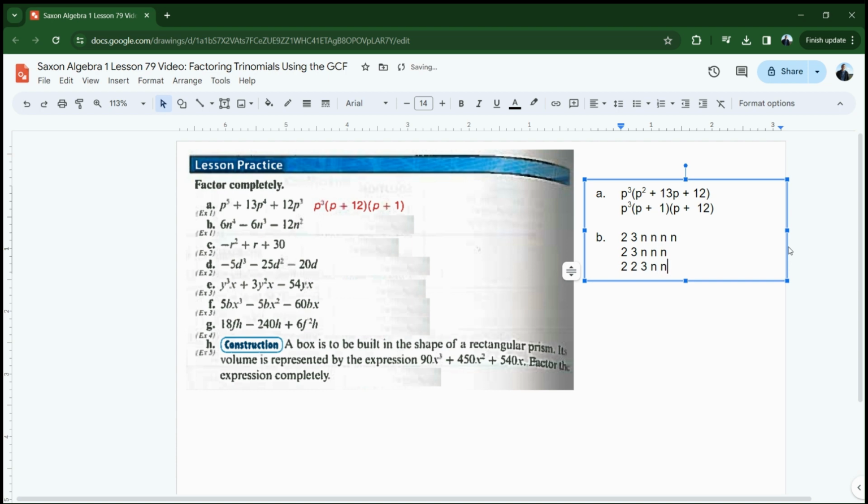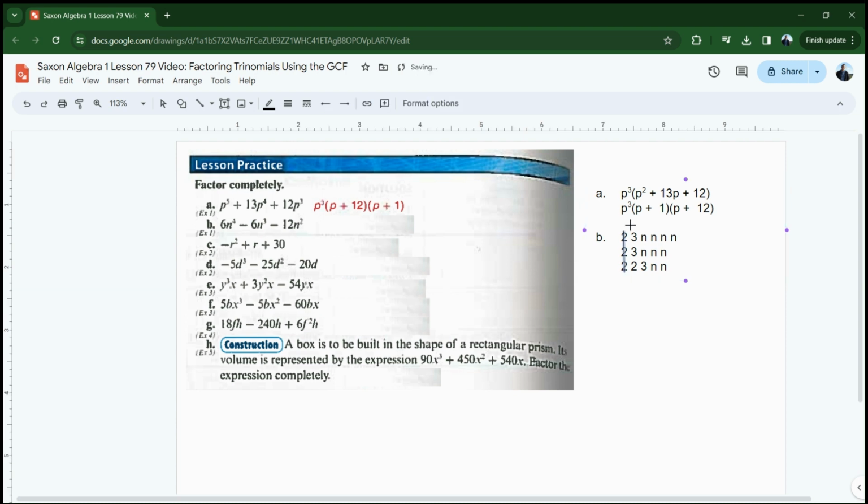All right, now for prime factorization, remember how this works. I'm going to find my factors that are the same all the way down. So I've got 2, 2, and 2. I've got 3, 3, and 3. And then I've got two sets of n, and n.